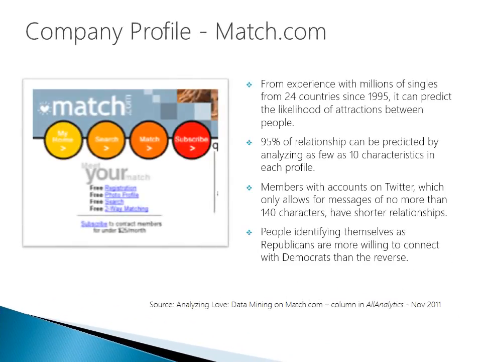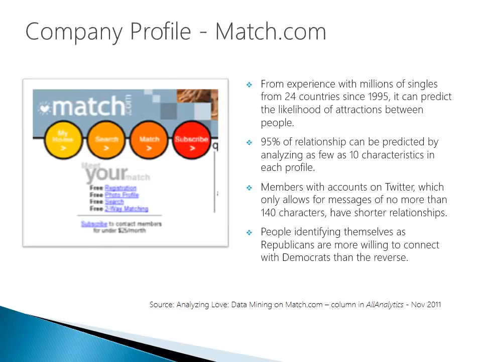Another company worth noting is Match.com. Now, Match.com is a company designed to find pairs of single people on the internet and find their appropriate match, if you will. What's interesting is that 95% of a relationship of two people that will come together can be predicted by analyzing as few as 10 characteristics in each profile.